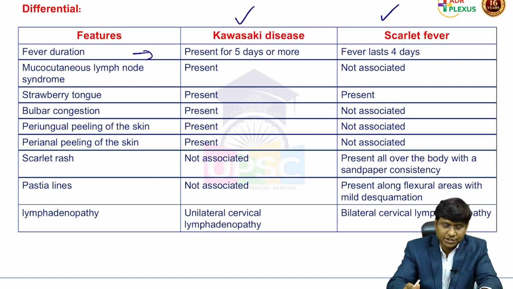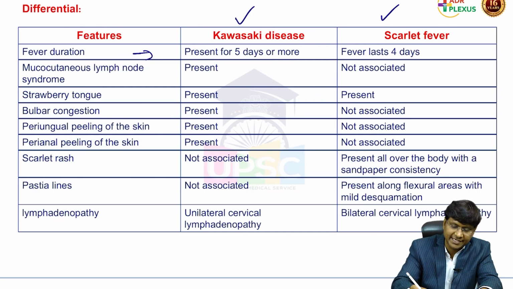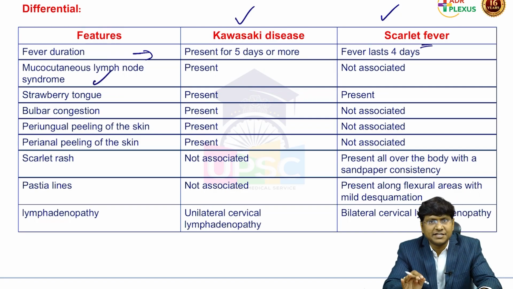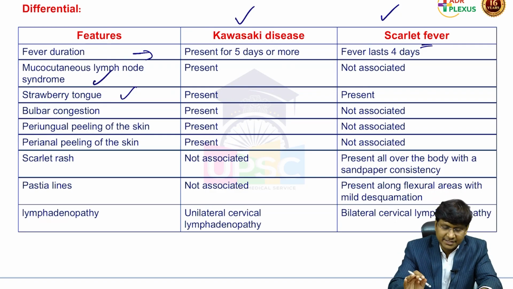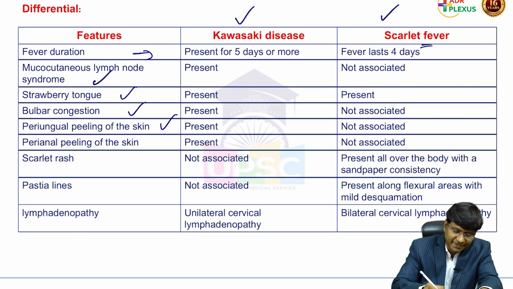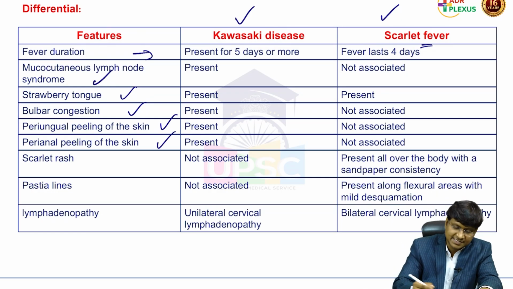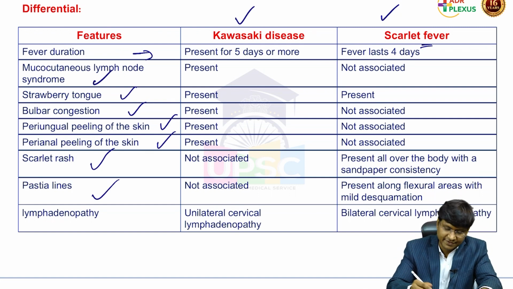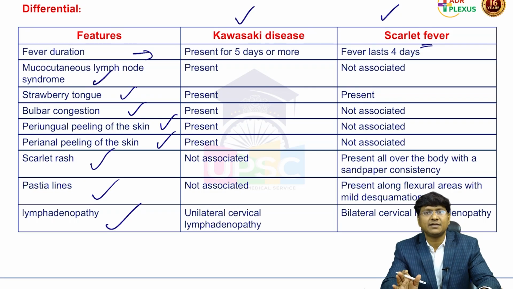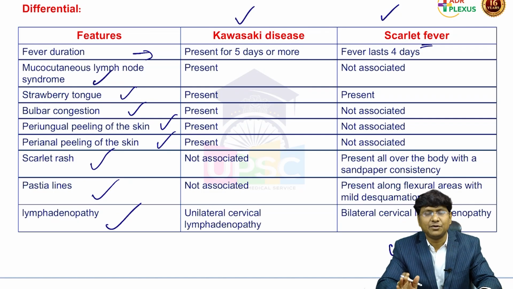So the fever duration, if you observe in Kawasaki, definitely it should be more than 5 days, and it is less than 4 days in case of the scarlet fever. Then mucocutaneous lymph node syndrome is present only in Kawasaki but not in scarlet. Strawberry tongue is present in both, and bulbar congestion, periungual peeling, perianal peeling, these 3 are seen in Kawasaki but not in the scarlet. Scarlet rash and Pastia lines are present in scarlet but not in Kawasaki. Unilateral cervical lymphadenopathy is observed in Kawasaki, bilateral cervical lymphadenopathy in scarlet.